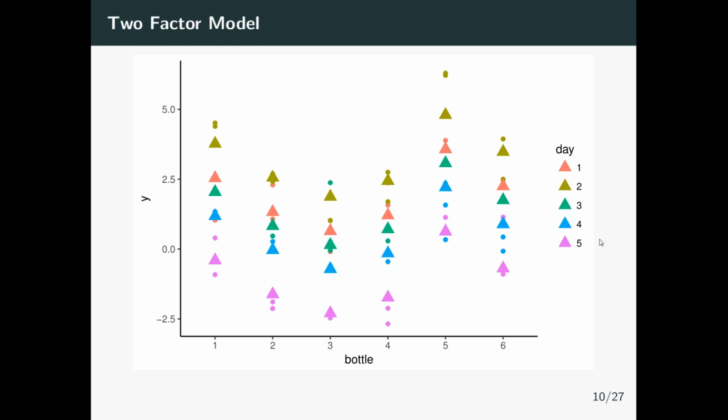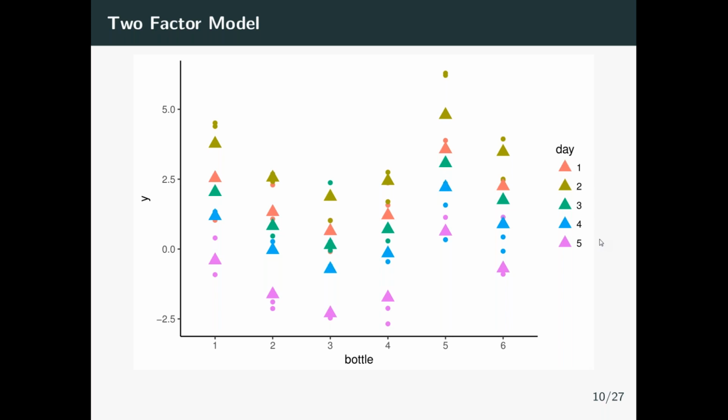The other thing that I want to point out about the predictions from this model is that if you look at the predictions across bottle, you'll see that for each day, the predictions run in parallel. What do I mean? On bottle 1, the difference between the prediction from day 1 and day 2 is exactly the same as the difference between day 1 and day 2 for bottle 2, and exactly the same as for bottle 3. You can see those triangles move together across bottle in a parallel way.